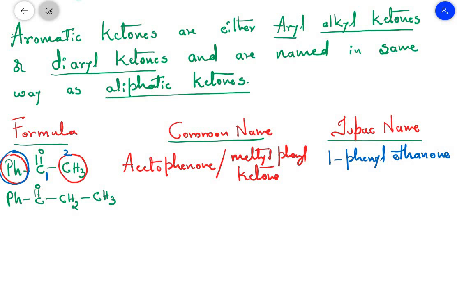And in the second example we can see that here we are having a phenyl group and here we are having an ethyl group. Alphabetically E comes first, so therefore it is called as ethyl phenyl ketone.